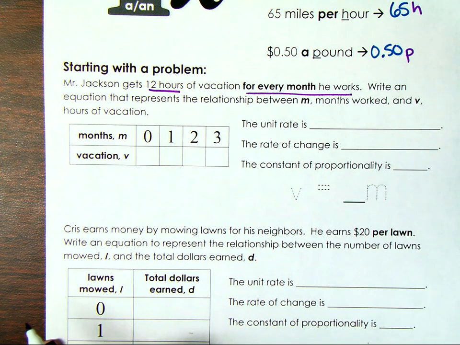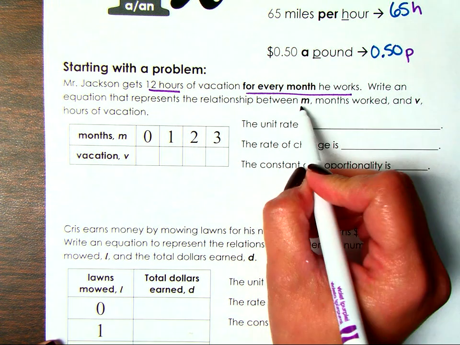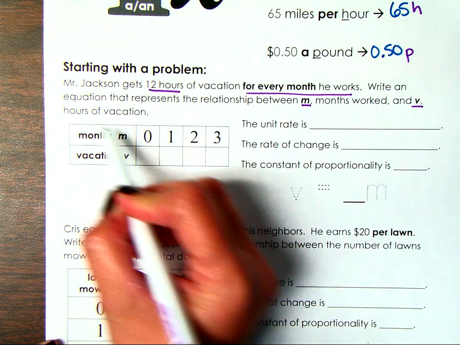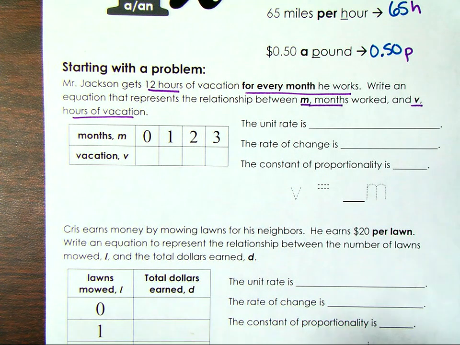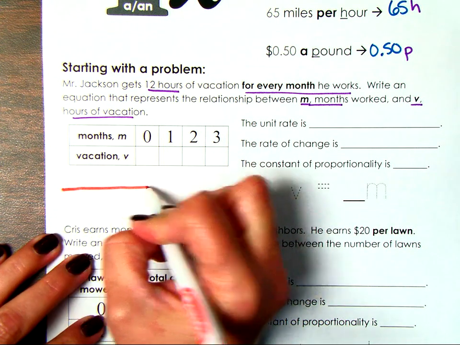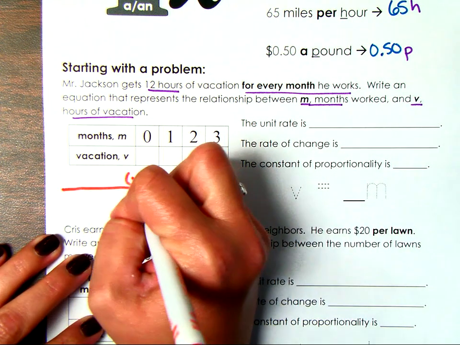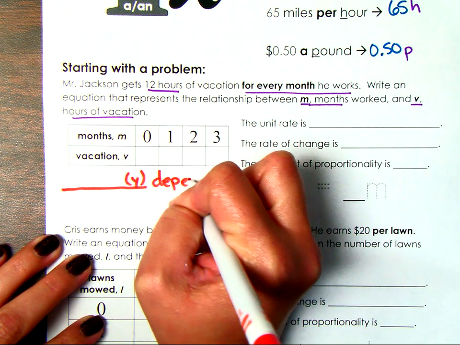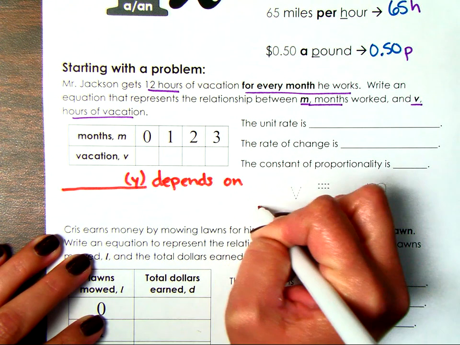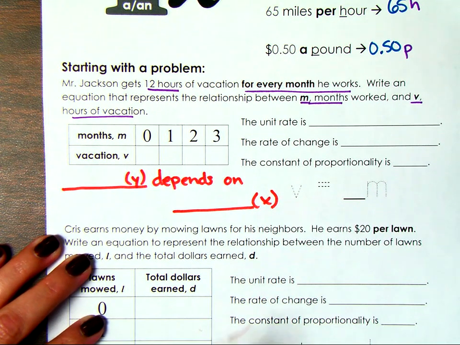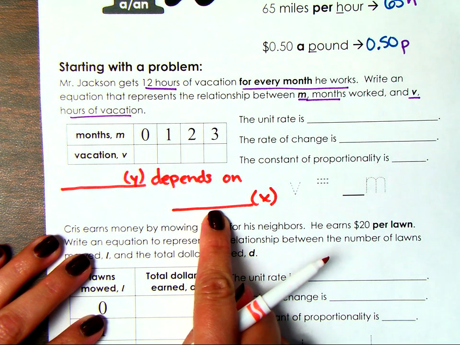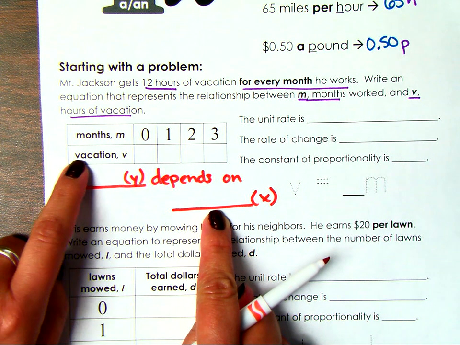Write an equation that represents the relationship between M, the months worked, and V, the hours of vacation. So they're already telling you what your variables are. When we look at this, we're not using y and x. This is where we want to help you out, because we said y depends on x, but we don't always have y and x. So let's think about it. X is your independent variable that's going to happen no matter what. What is the vacation time going to happen no matter what?